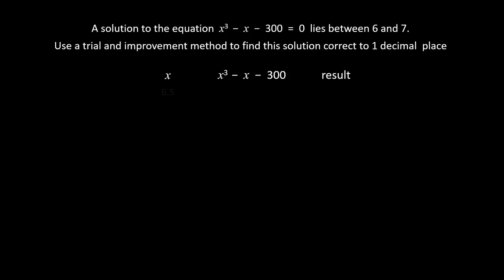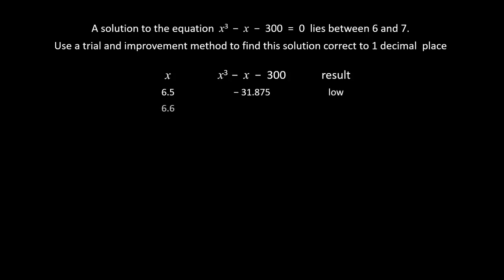So another x cubed, and the question says the solution to the equation lies between 6 and 7. That's why we've got 6.5. So let's try 6.5 cubed minus 6.5 minus 300. That gives us minus 31.875. We're trying to get 0, so that's too low. So we've got to go up with our x now.